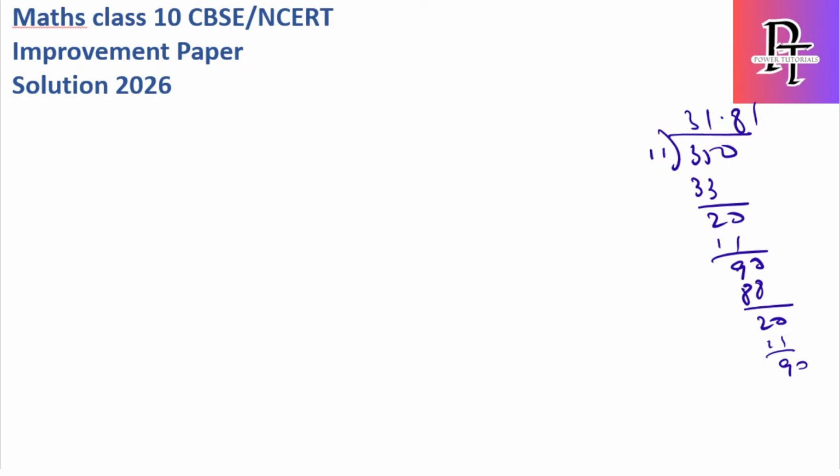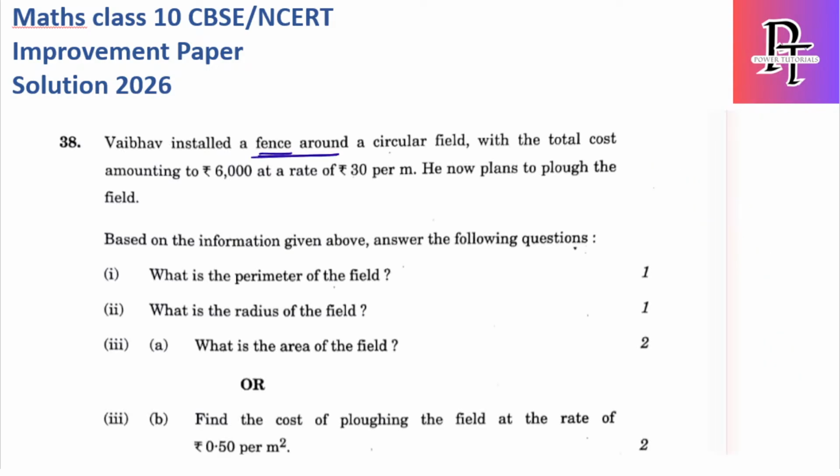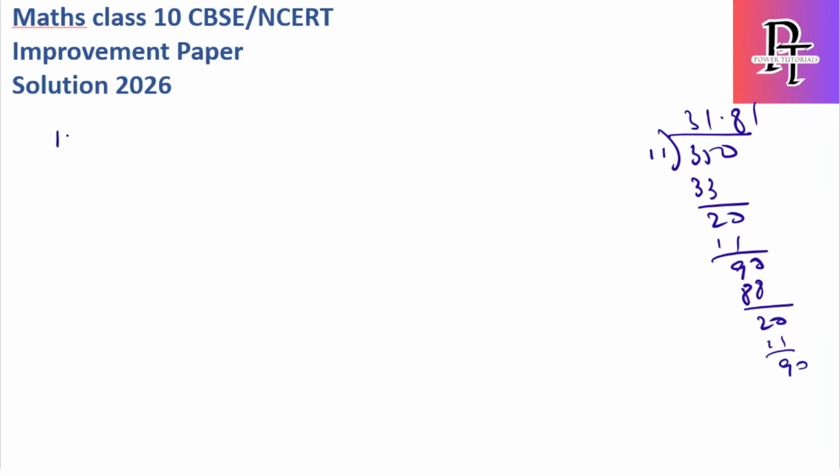Let's see the next B part. Okay, B is also done. The last question for this paper, where we have to find the area of the field. Okay, let's find the area of the field first.